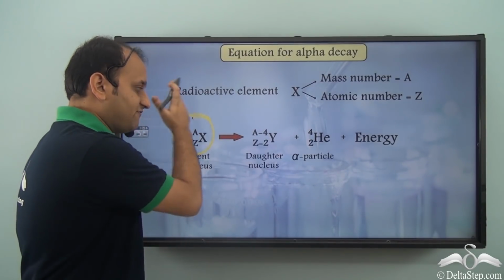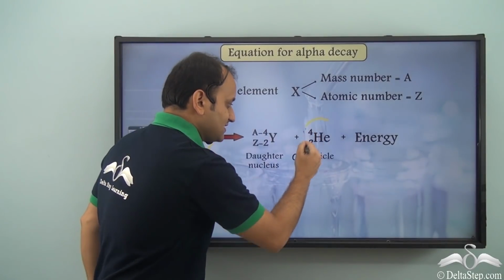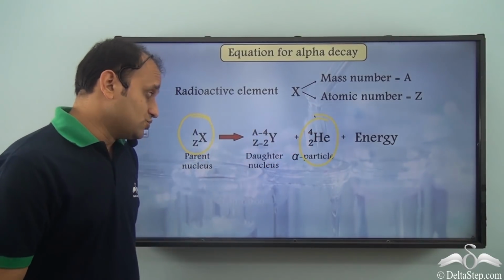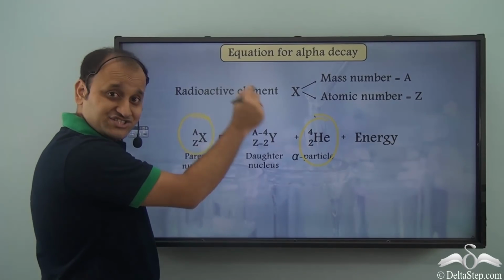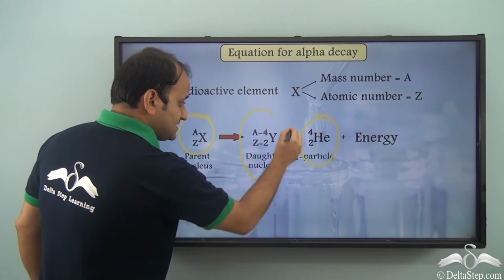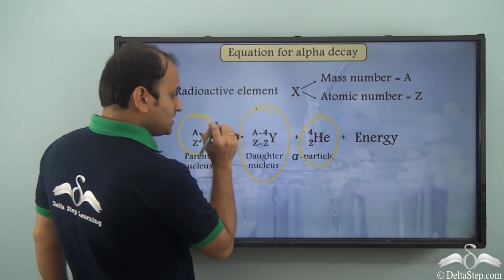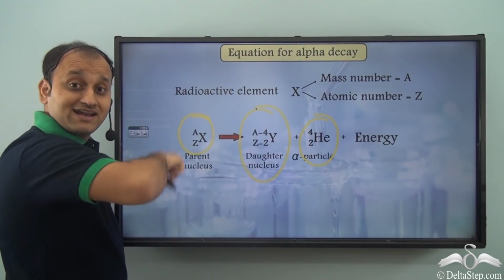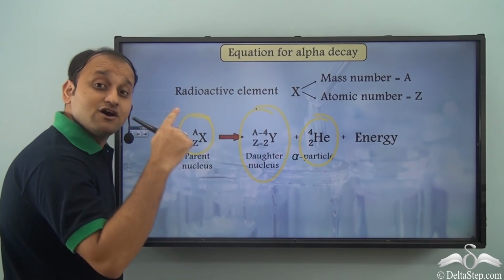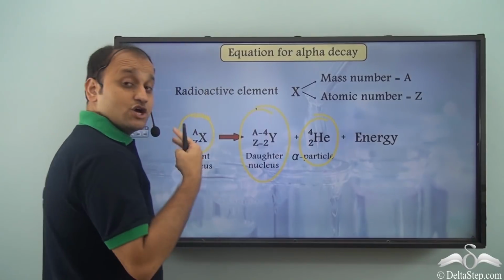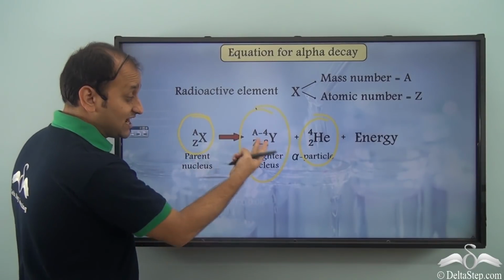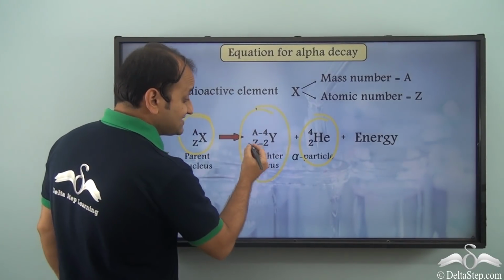Now when it undergoes alpha decay, then it will release an alpha particle which is written as helium, mass number 4, atomic number 2. And now this nucleus has changed because it has released 2 protons and 2 neutrons. So now the new nucleus has a different configuration. Its mass number is 4 less than the parent nucleus. So mass number is now A minus 4, and the atomic number is 2 less than the parent nucleus because it has lost 2 protons. So atomic number is nothing but number of protons. So it is Z minus 2.